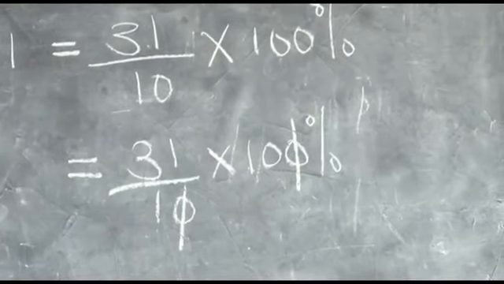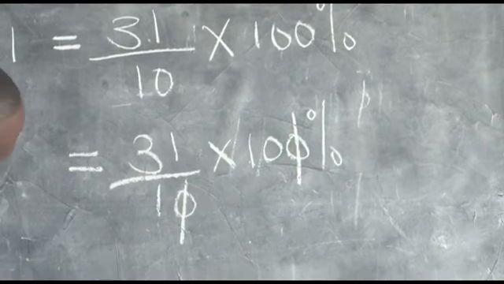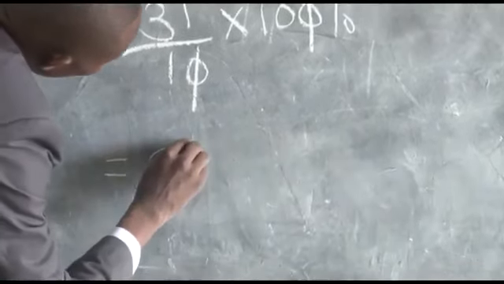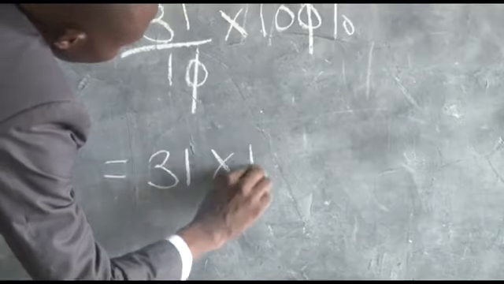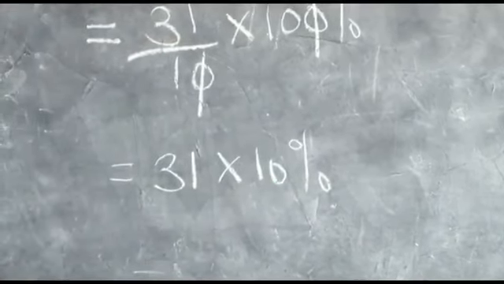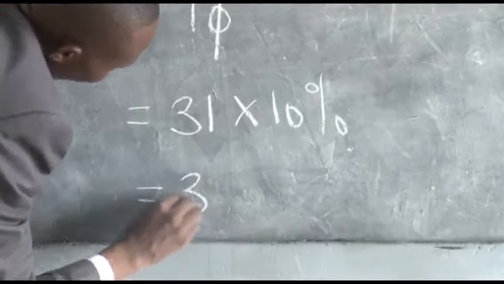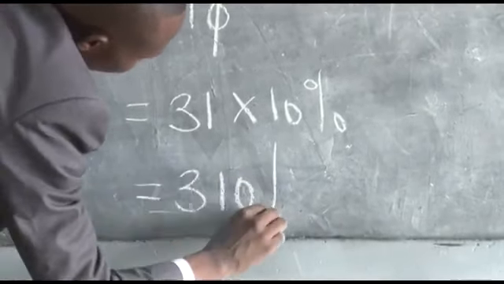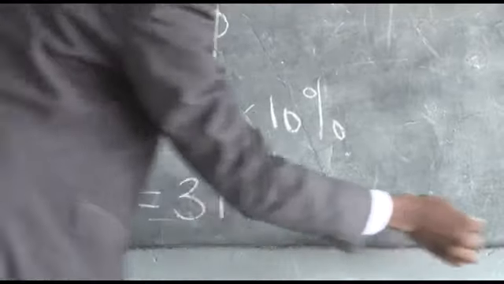So what are we remaining with? We are remaining with 31 times 10%. So what will this give us? We shall end up getting 310%.